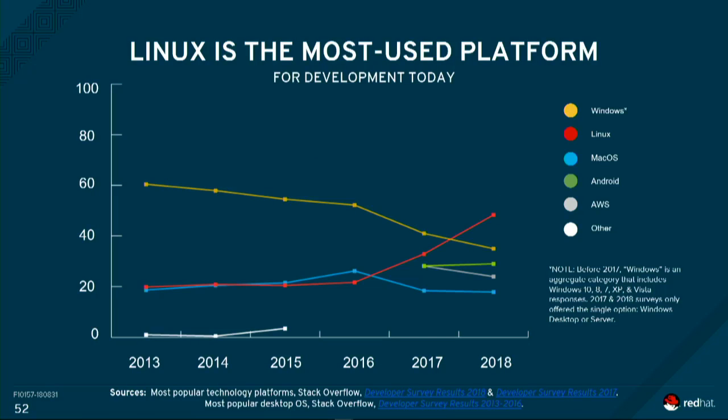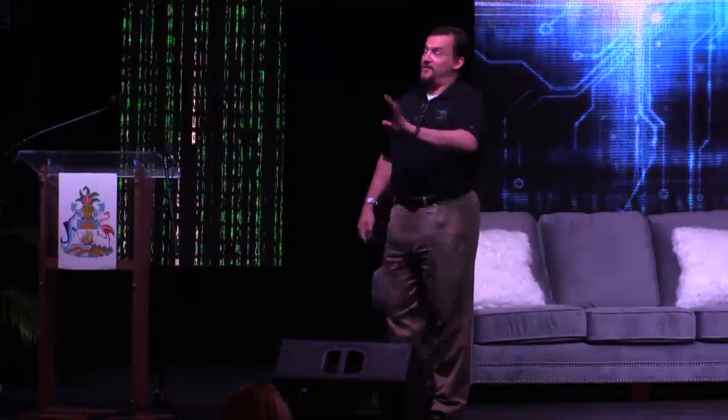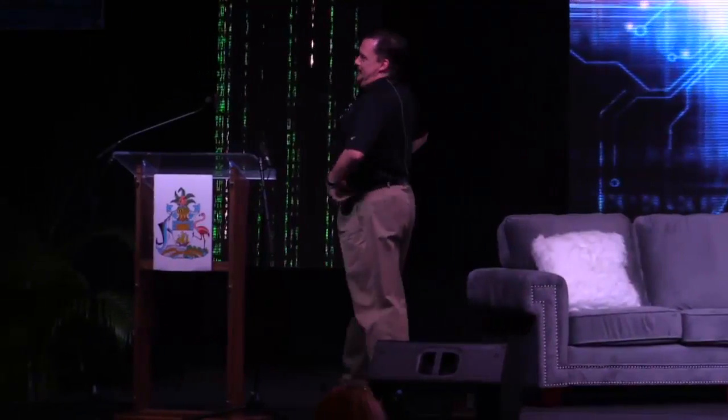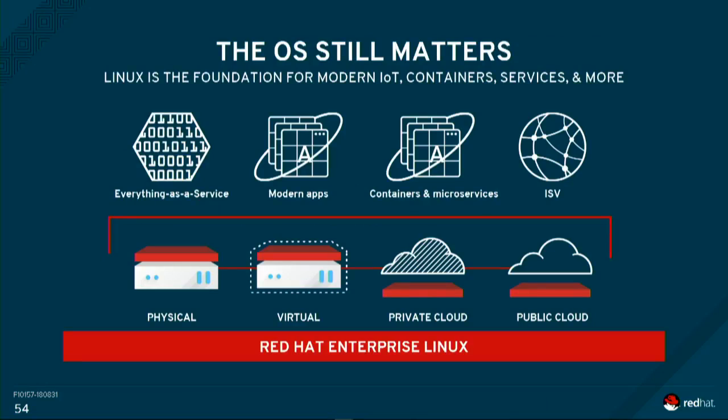It is now the most widely used platform for cloud computing. We finally surpassed Microsoft in the cloud. Woo! So that was kind of cool. And don't get me wrong, man, Microsoft has changed so much in the last few years. We actually have a fantastic relationship, but it's like, yeah, that's right, we're bigger than Microsoft now. A little bragging right there. 54% of applications running on public clouds are running on Linux virtual machines. The OS absolutely still matters.